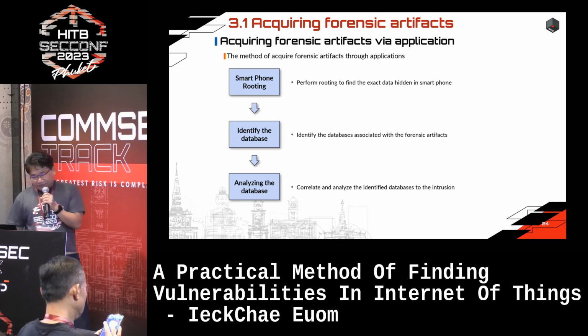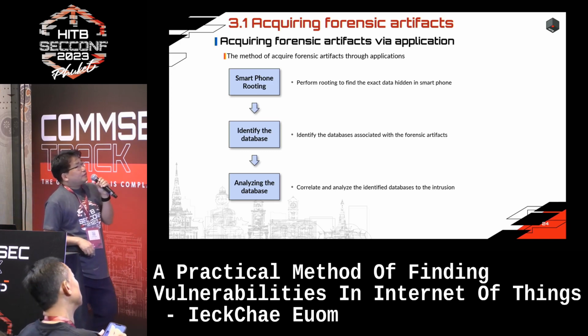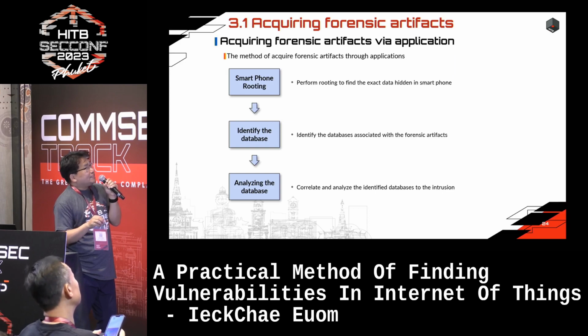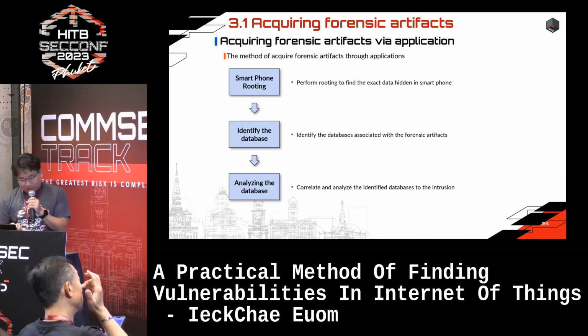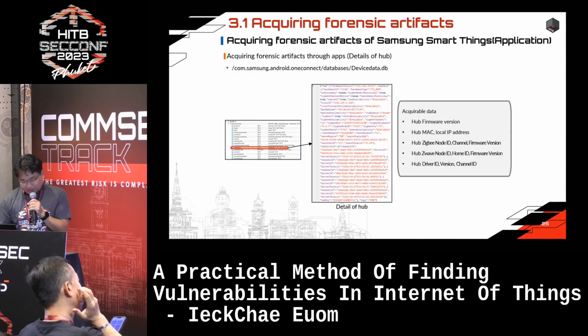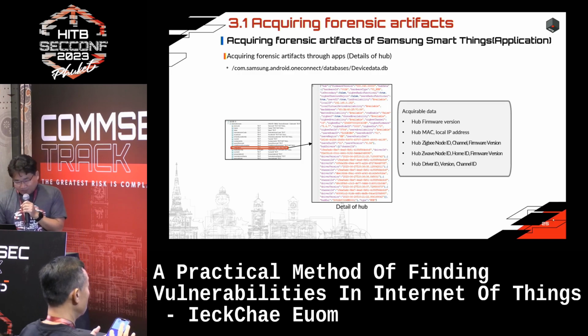And the next step is that we can find artifacts from the application status. Before that, we needed some smartphone rooting. If we root the phone, we can gather more information from the rooting status, and then gather data from the database or some files. This is the Samsung SmartThings SQLite DB. There is a lot of information here.